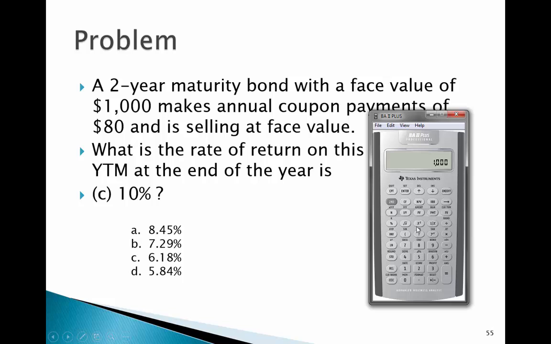Made a mistake here. I've forgotten the coupon payments. Let me do that again. There's the present value. Now I need to add in the coupon payment, $80. There we go. I'm going to divide that by 1,000. Subtract 1. And there's the answer, 6.18%.